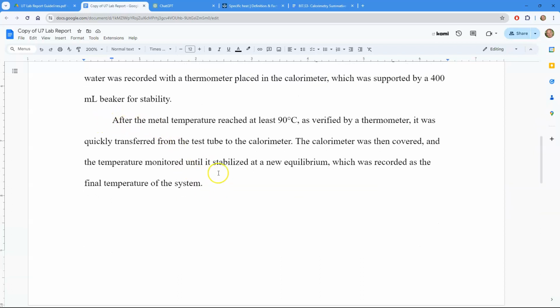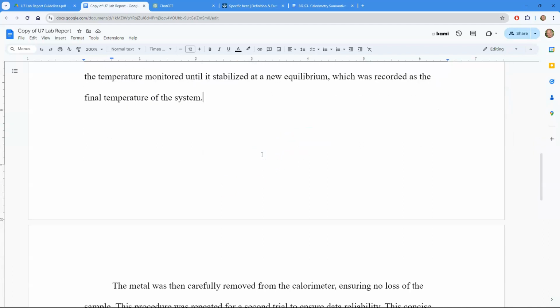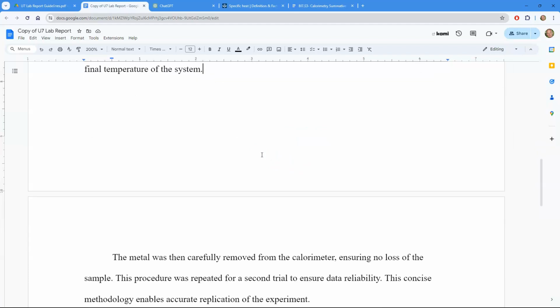After the metal temperature reached at least 90 degrees, as verified by a thermometer, it was quickly transferred from the test tube to the calorimeter. The calorimeter was then covered and the temperature monitored until it stabilized at a new equilibrium, which was recorded as the final temperature of the system. Okay, so we have the word equilibrium in there. That's a big word, but I'm going to let it slide.